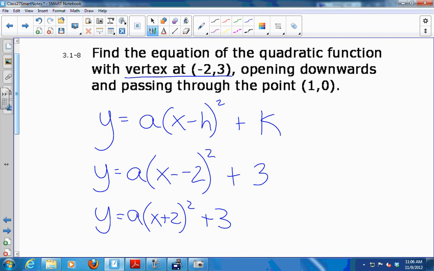So given that this parabola opens down, what do you know about the value of a? It's got to be negative, right? Because the negative is what does a reflection over the x-axis that would cause it to open down. So how could I find out exactly what it is? I know it's negative. Set y to 0, and what would I set x to?